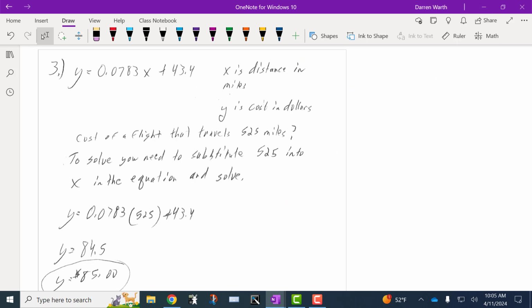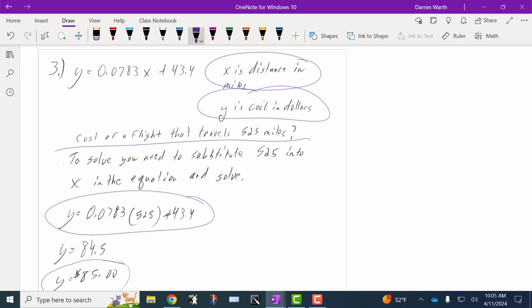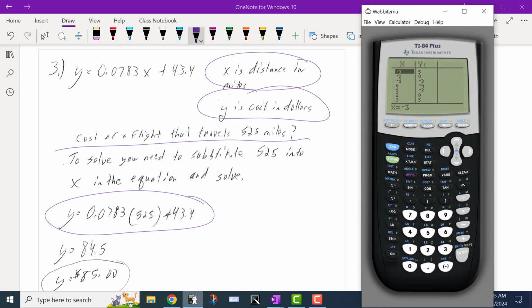So it says x is the distance in miles, y is the cost in dollars, 525, so notice I substitute that in right there. So then you just go ahead and take your calculator and type that in. So we got 0.083, and we're going to take that times 525, and then we're going to add that to 43.4. When I do that, it comes out to be 84.5. It says to round to the nearest dollar, so when I round it off, that comes out to be $85.